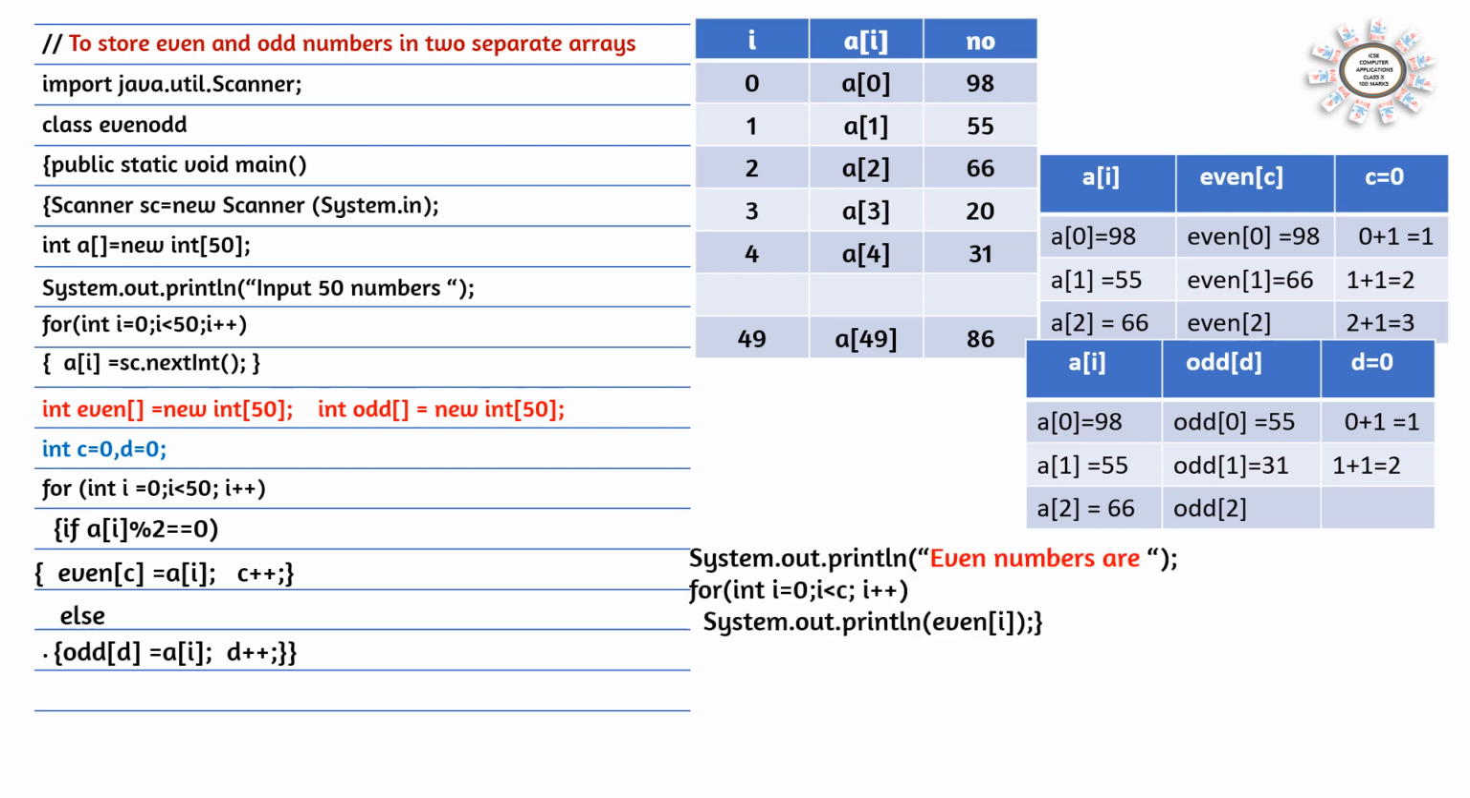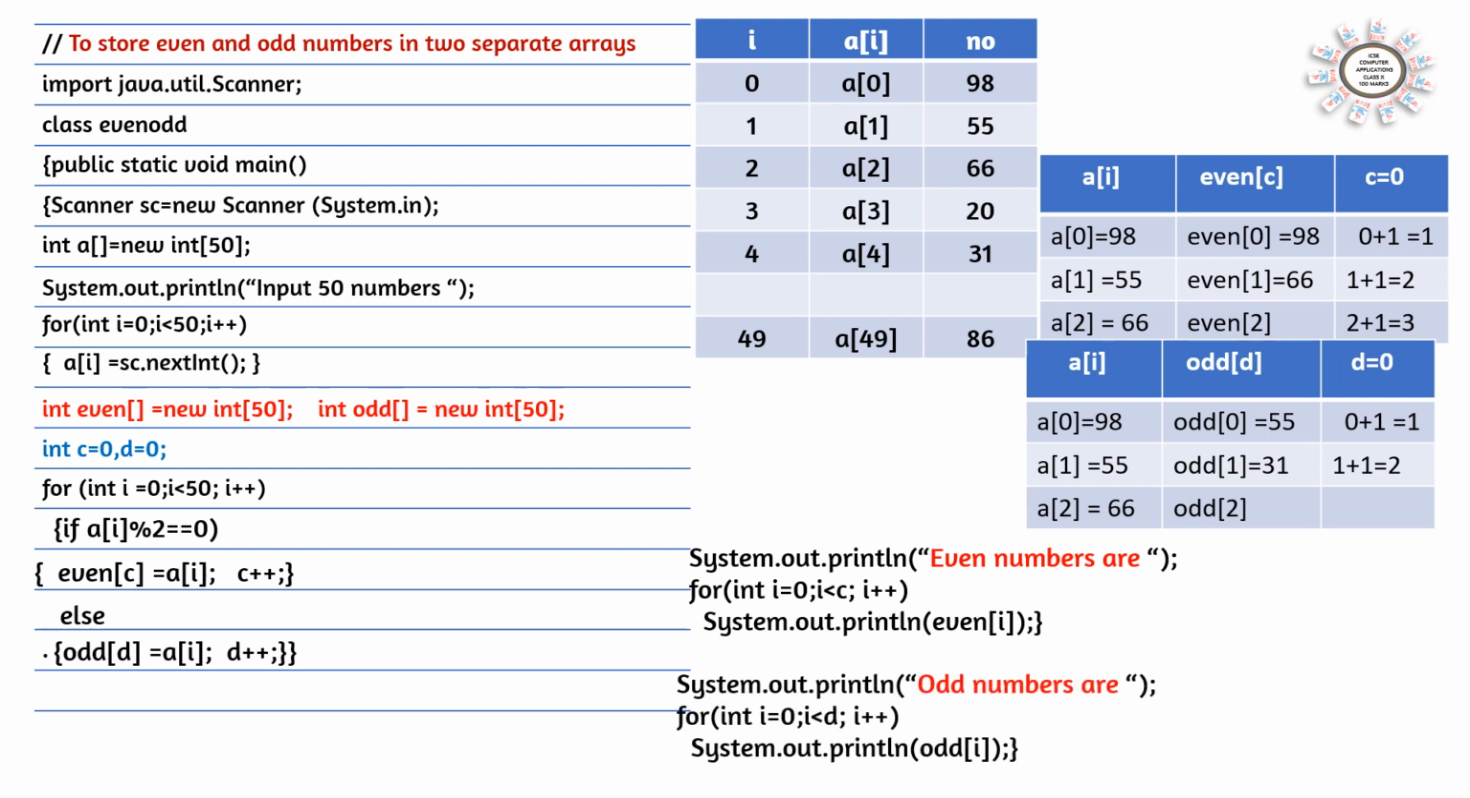And after storing the numbers, we can print the even numbers: int I is equal to 0, I less than C, that means the total number of even numbers, I plus plus, and System.out.println even of I. Same with odd numbers: I is equal to 0, I less than D, I plus plus, and System.out.println odd of I. Here we can print the numbers. So in even of I and odd of I, the numbers will come and we can print them.